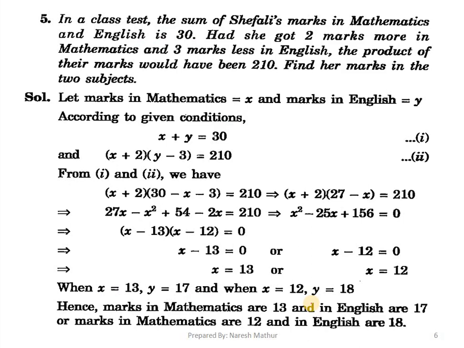Total sum of maths and English marks is 30. And had she got 2 marks more in maths and 3 marks less in English, the product of their marks would have been 210. We need to find the marks in the two subjects. Now listen class, it is very necessary that we should try to identify the pattern of the question.